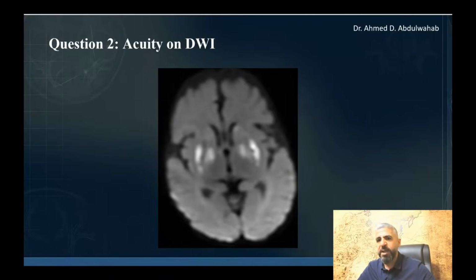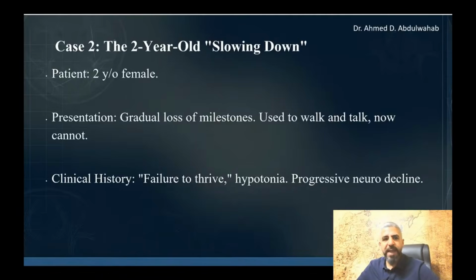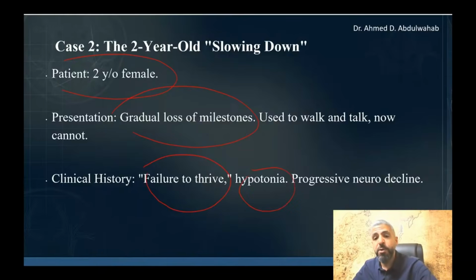So let's go to challenge case number 2, called the red flag pediatric signal. Now, challenge case number 2, the 2-year-old slowing down. A child who was hitting her milestones and now she is unlearning them. This is a progressive neurodegenerative genetic emergency. Pediatric detectives, we must look at the deepest structure. Before we go to the first clue, remember, it's a 2-year-old female presented with a gradual loss of milestones, used to walk and talk, now cannot. Clinically, she has failure to thrive, hypotonia, and progressive neurological decline.